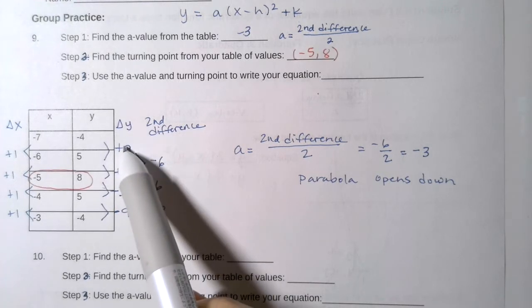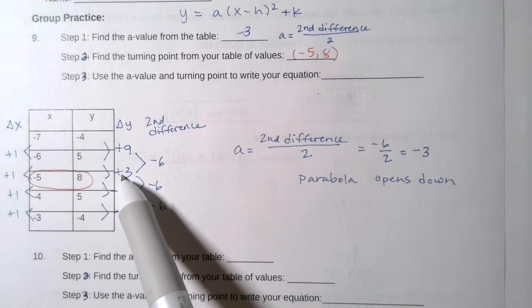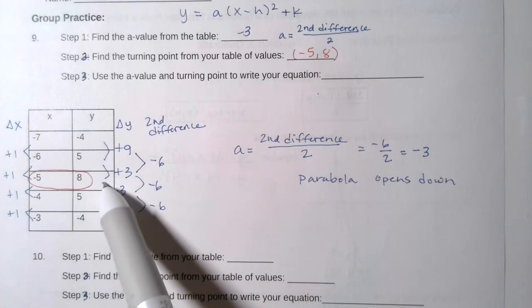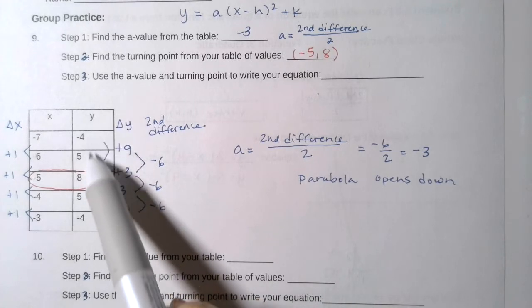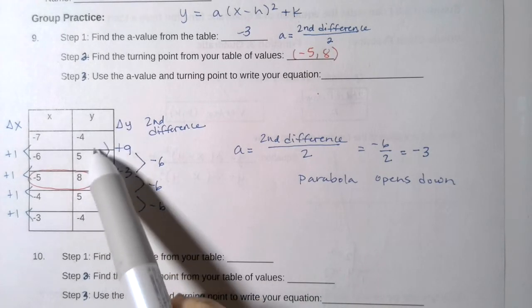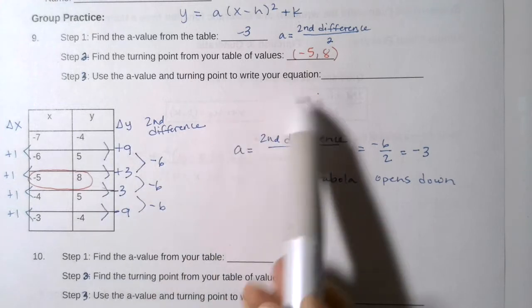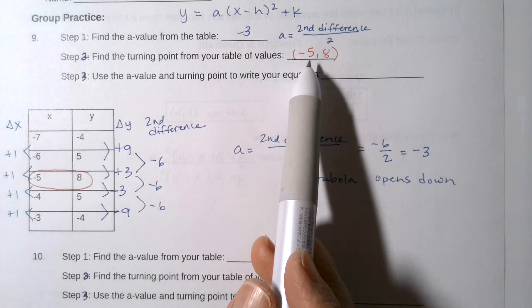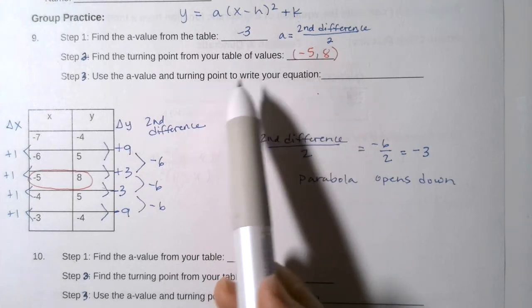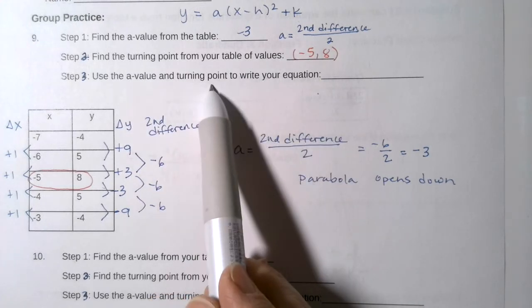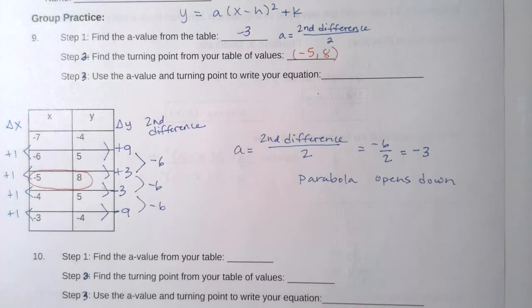You can see here that when I go from a positive change to a negative change, that's the turning point. And you can even see in your table of values that symmetry. When you graph that, you see those repeated y values here. So I wrote my vertex on the line. Our turning point is our vertex. And we're going to use that a value and turning point to write our equation.